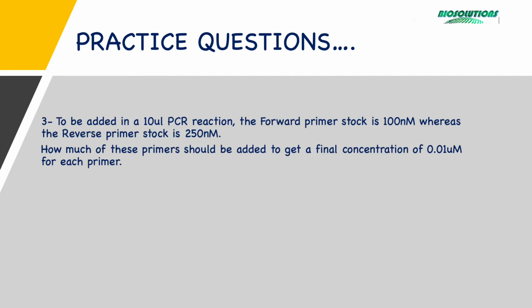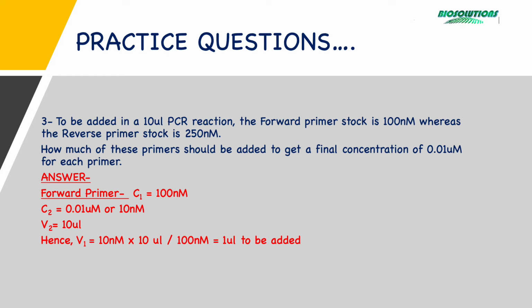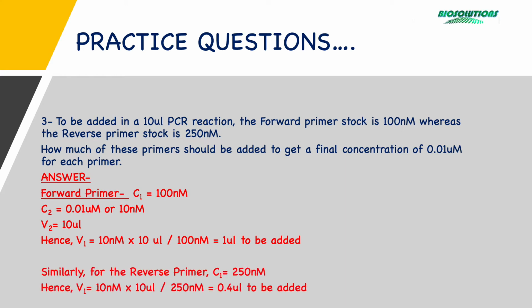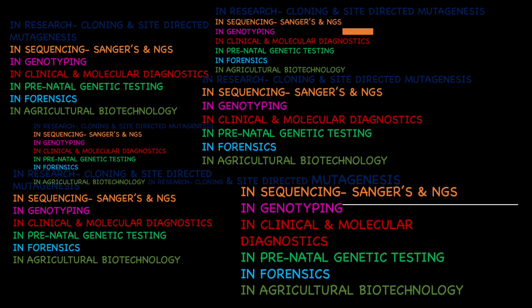For this problem, we will calculate the volume of primers separately for forward and reverse primers, which will be value V1, as their stock concentration or C1 values are different. Here C2, which is 0.01 micromolar or 10 nanomolar, and V2, which is 10 microliter, are the same for both the primers. Hence, V1 for forward primer will be 1 microliter and V1 for reverse primer will be 0.4 microliter to be added. Now, let's begin with the PCR applications.